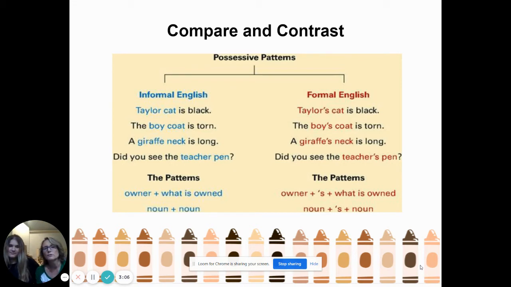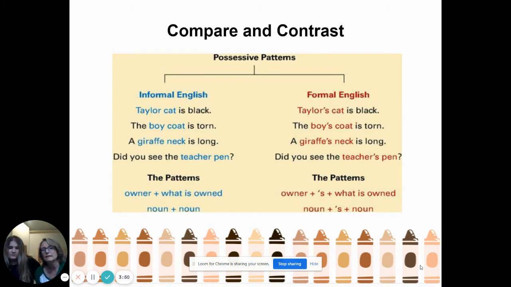So you can see here that we're looking at some possessive patterns. In informal English, it's not uncommon to hear students say or read, "Taylor cat is black," whereas the student may really need to write or read, "Taylor's cat is black." The second example says, "The boy coat is torn," instead of "the boy's coat is torn." Or "a giraffe neck is long," instead of "a giraffe's neck is long." So we can analyze and look at patterns between their social English and standard English.